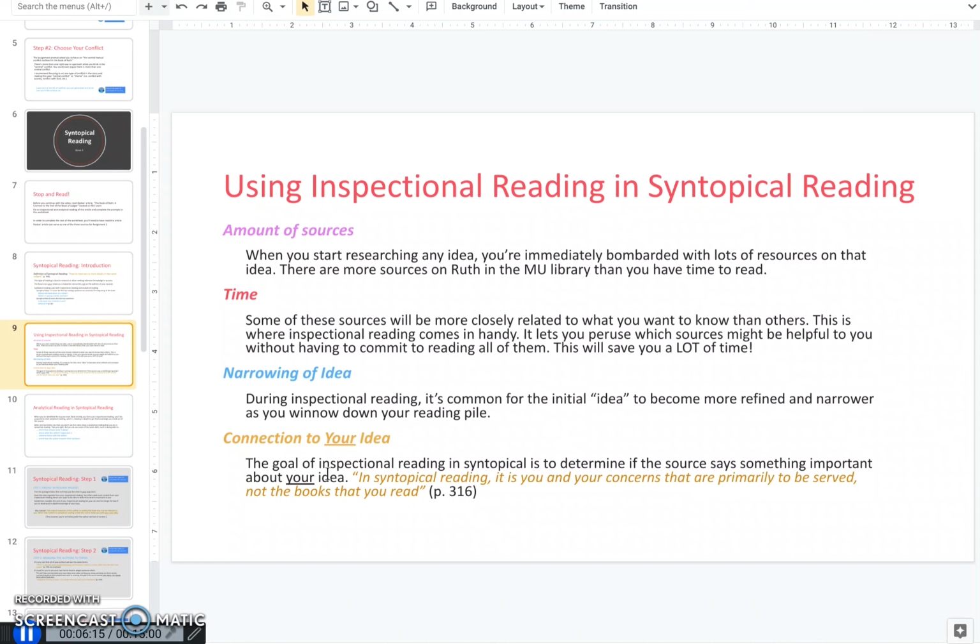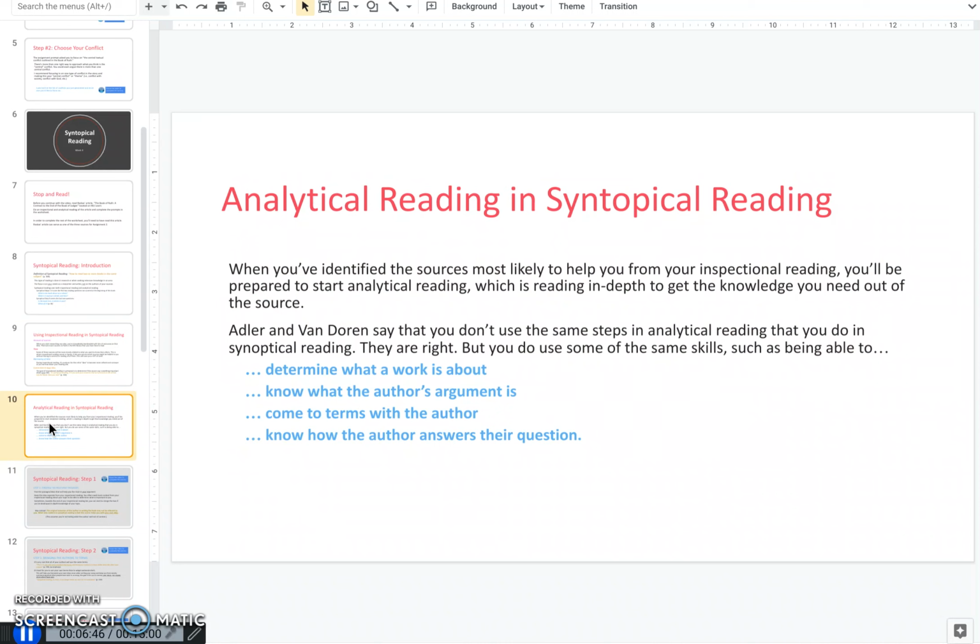All right? The goal of inspectional reading for syntopical reading is to determine if the source says something important about your idea, okay? You're not just looking for something that's talking about the book of Ruth, you're looking for something that's going to talk specifically about what you want to say about the book of Ruth, okay? So Adler and Van Doren put it this way: in syntopical reading, it is you and your concerns that are primarily to be served, not the books that you read. Okay, so again, that goes back to our shift in focus of your needs as the writer and researcher over the needs of the author.